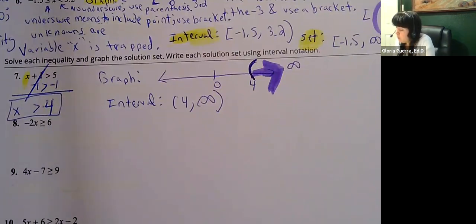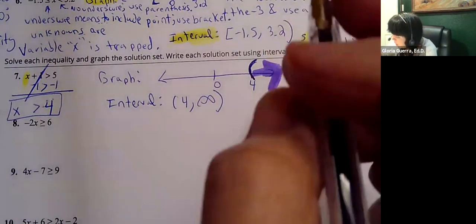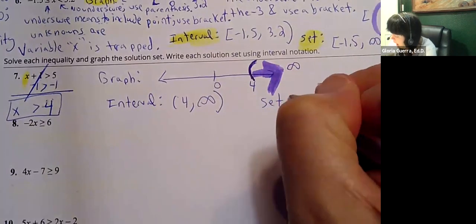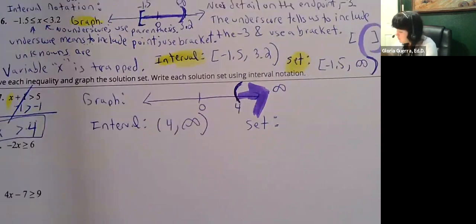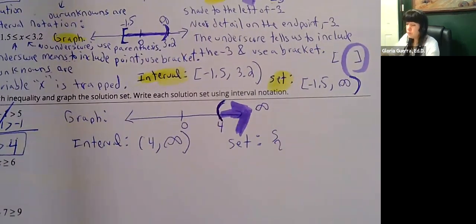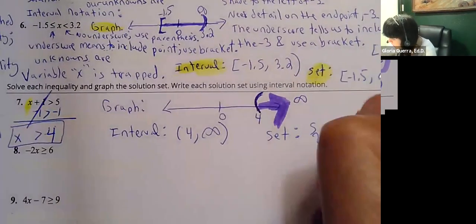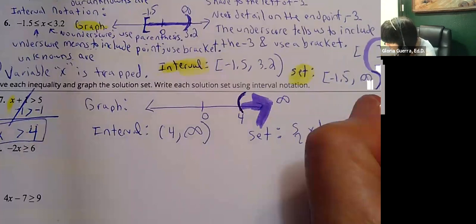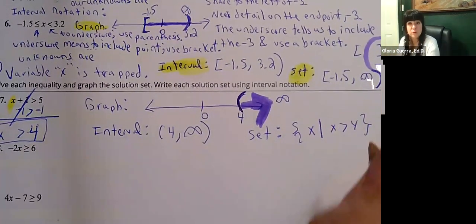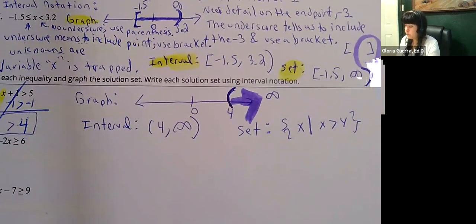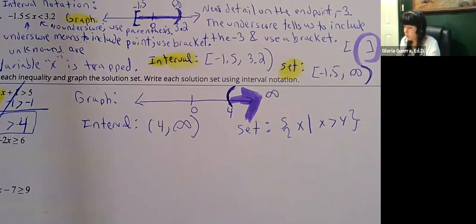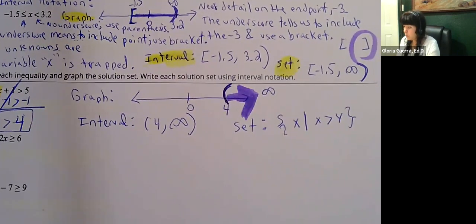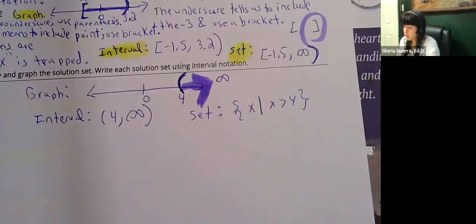Okay, all right. Now we need our set notation. All sets begin and end with curly braces. You introduce the letter you're talking about, which is x, such that, and then you write your solution, which is x is greater than 4. Close that. Okay, let's try 8.